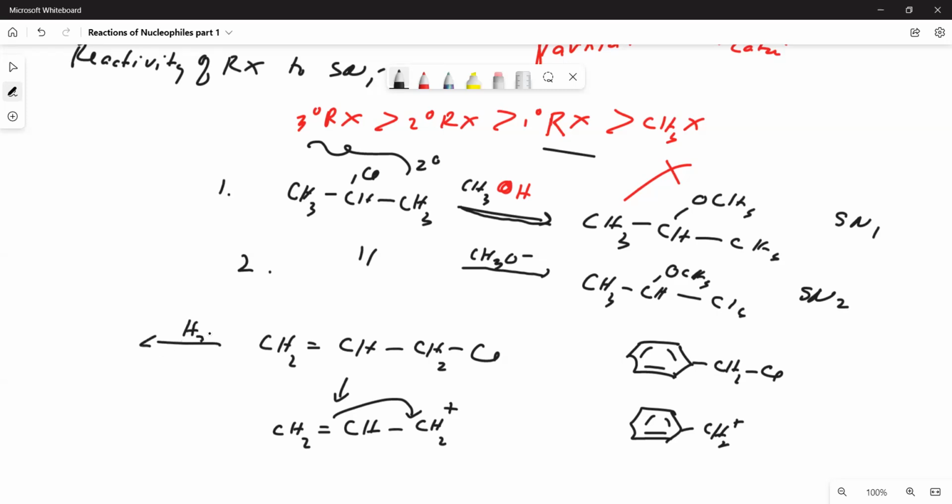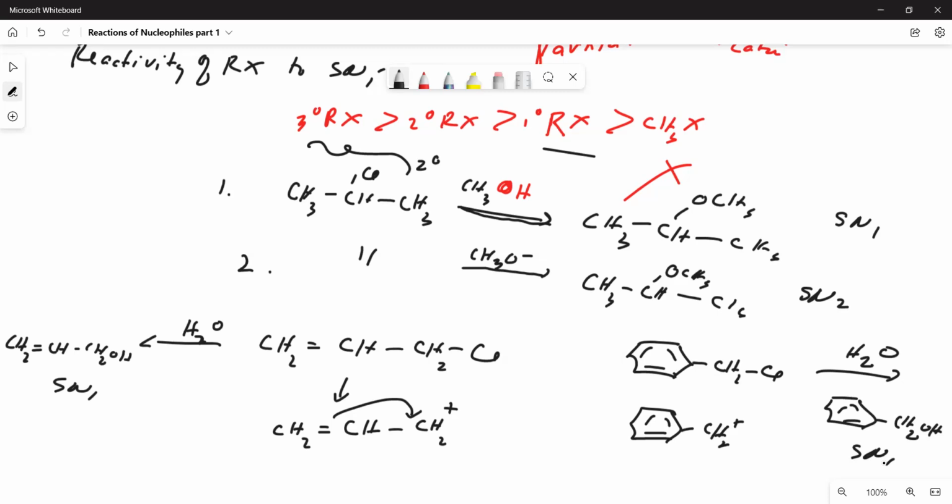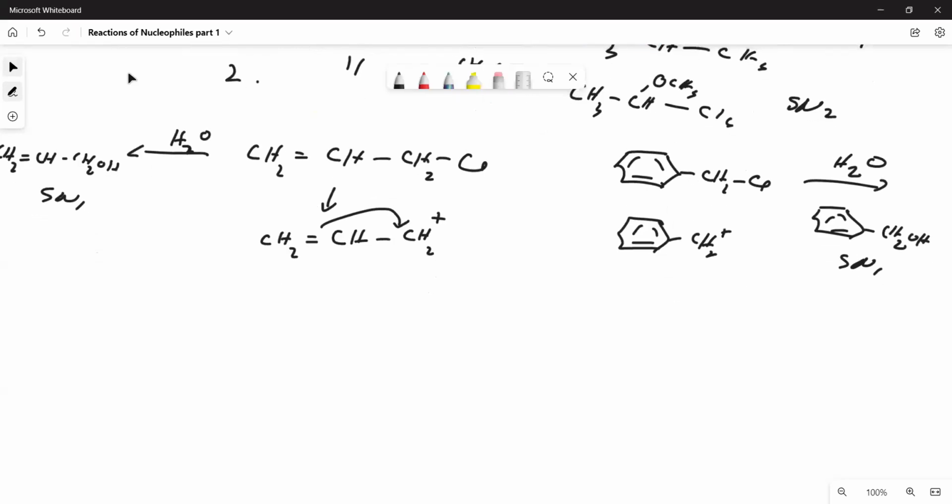So if you use water, which is a milder nucleophile, then you will produce allyl alcohol and the assumed mechanism, of course, is SN1. Same thing here. Use a milder nucleophile like water, you will produce benzyl alcohol. And the assumed mechanism is also SN1. Okay. So that is reactivity of alkyl halide.